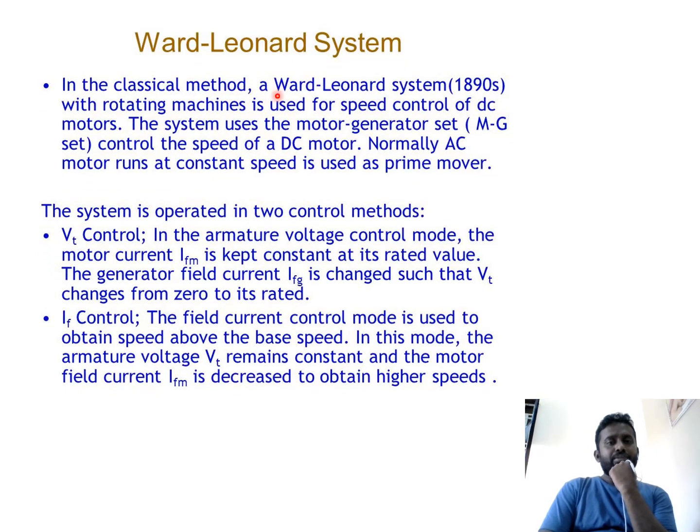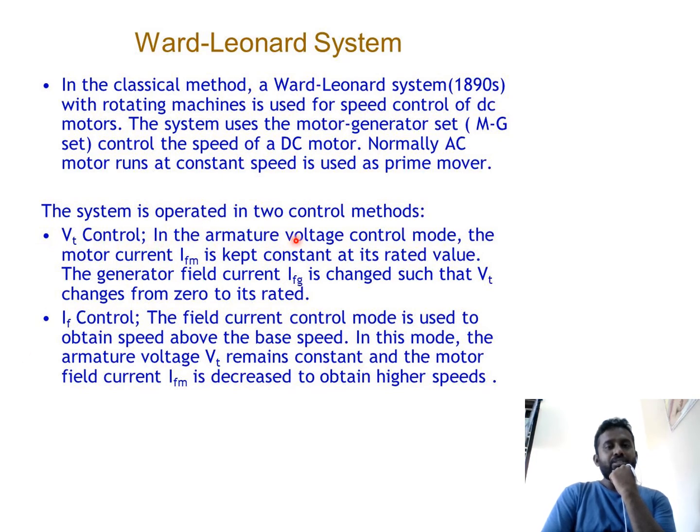In the Ward-Leonard method, a classical method with rotating machines, is used for speed control of DC motors. The system uses a motor generator set to control the speed of the DC motor. Normally, an AC motor run at constant speed is used as a prime mover, as we have seen in the previous slide. The system is operated in two control methods: voltage control and current control.